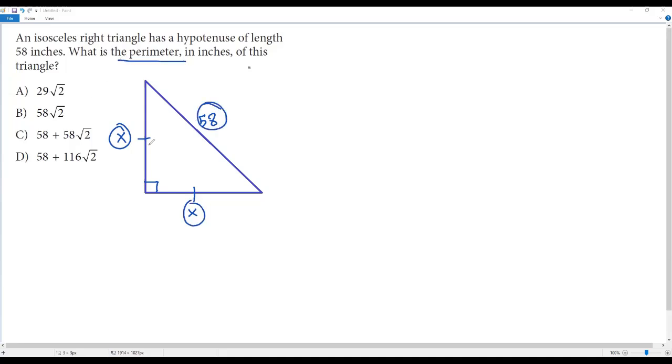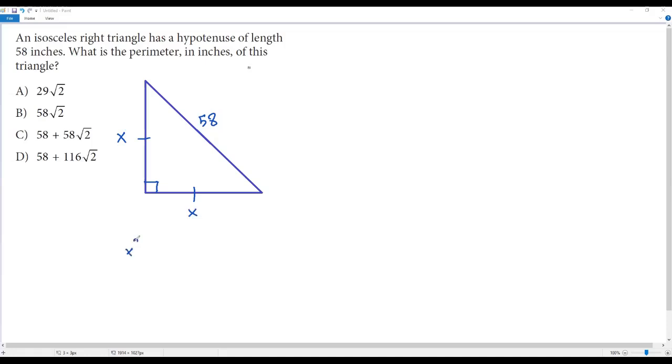If I want to get the perimeter of this triangle, I have to add the lengths of all three sides. For that I must know the value of x, because x represents the length of this side and this side. So how do I find the value of x? Since it is a right triangle, I can use the Pythagorean theorem. The Pythagorean theorem says the sum of the squares of the two legs of a right triangle always equals the square of the hypotenuse. That is, if I add the square of this side and the square of this side, it must be equal to the square of the hypotenuse, 58.